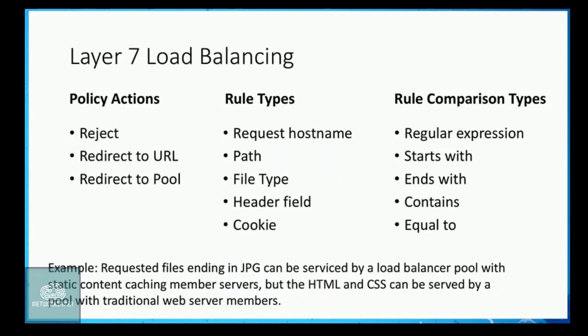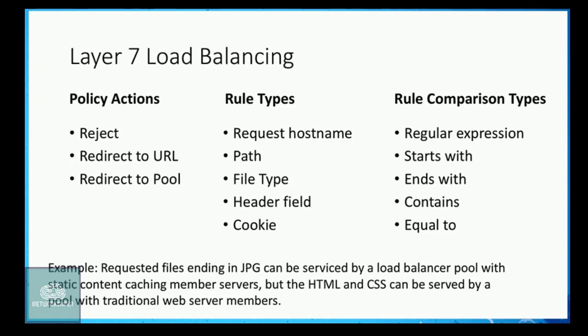Let's see. So the last thing I want to talk about, I think, is layer 7 load balancing. If you're familiar with the OSI model, layer 7 is just the application layer. Most of our load balancing happens at layer 4, but you can do some interesting things at the application layer.